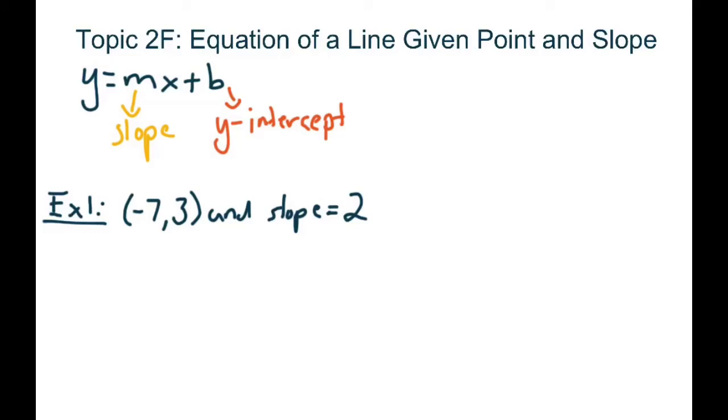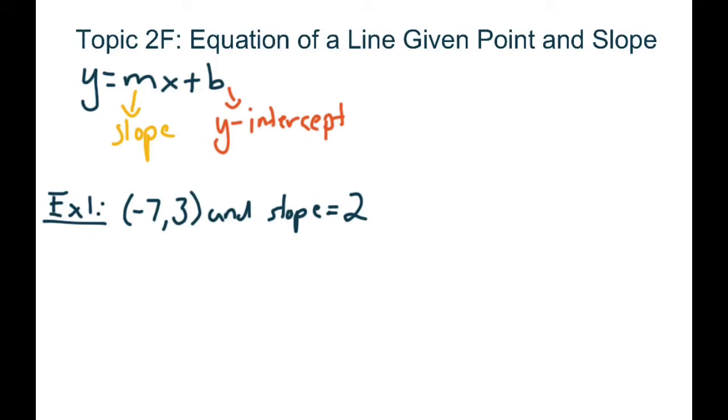Alright, so today we're going to talk about topic 2F, which is finding the equation of a line given a point and a slope. This is going to be the first time where we don't have the graph, or we're not just graphing the equation. We're going to actually write the equation of this line if we're given a slope and a coordinate, or a lattice point as we can call it as well.